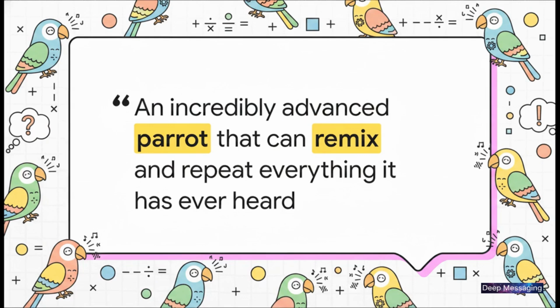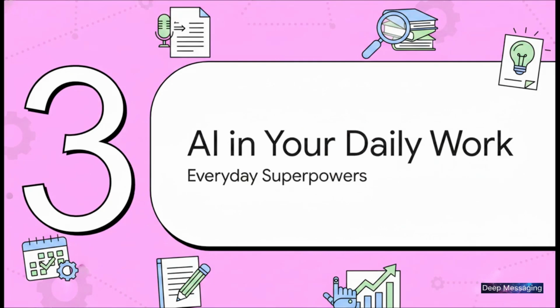Because it's essentially just doing math, researchers sometimes refer to these models as a stochastic parrot. And this is absolutely crucial to understand. The AI does not actually think. It doesn't know what the color blue looks like. It is an incredibly advanced parrot that can remix and repeat everything it has ever heard in statistically coherent ways. At its core, it's just a highly sophisticated autocomplete engine that's predicting the next most likely word based on its vast training. So what does this mean for us?